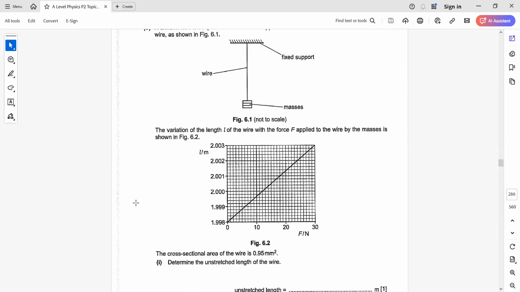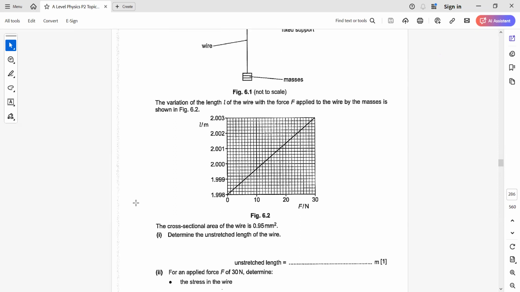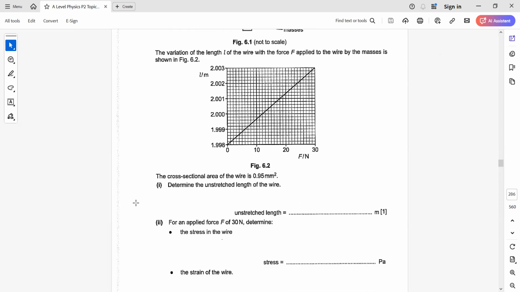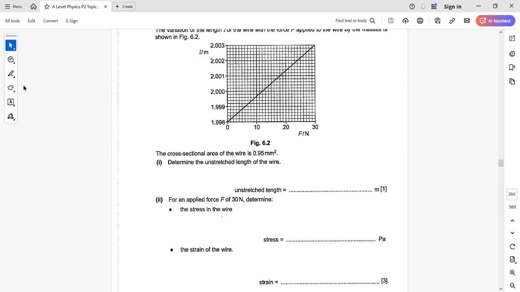Okay, so we can see that there is a wire supporting masses, and they say the cross-sectional area of the wire is 0.95. Okay, determine the unstretched length. So we have force and we have length starting here. So unstretched length would be when force is zero. So force is zero, the unstretched length is basically given. So there is nothing to worry about here. So that would be 1.998 meters, right?